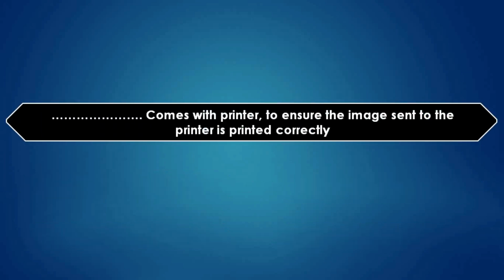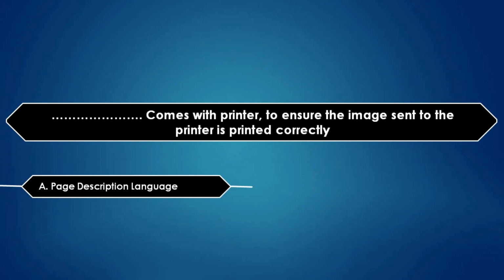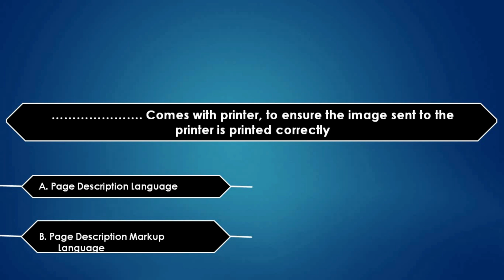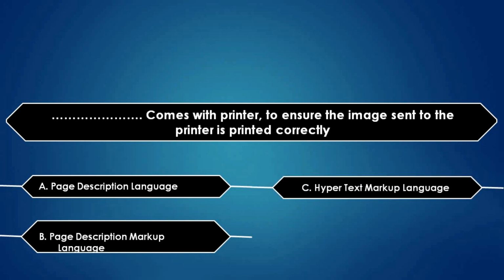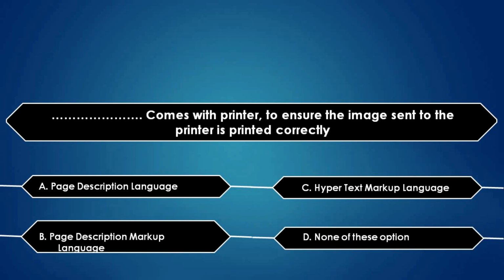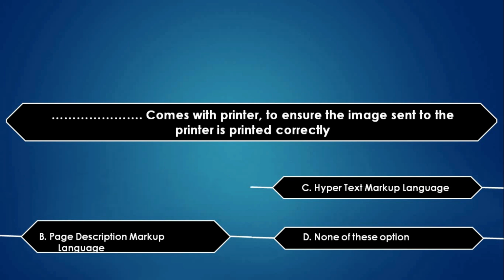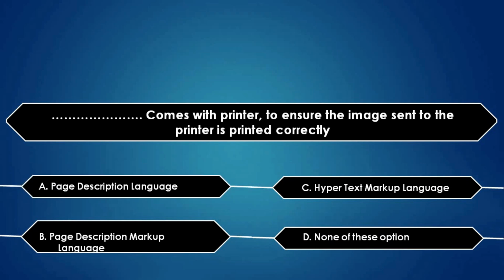Dash comes with printer to ensure the image sent to the printer is printed correctly. A. Page description language, B. Page description markup language, C. Hypertext markup language, D. None of these options. The right answer is page description language. It comes with the printer to ensure the image sent to the printer is printed correctly.